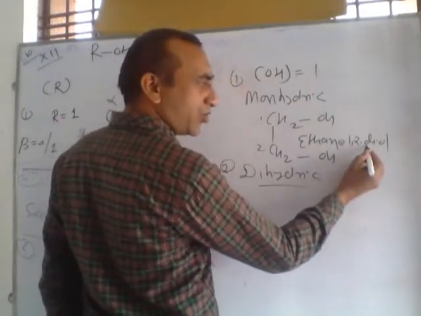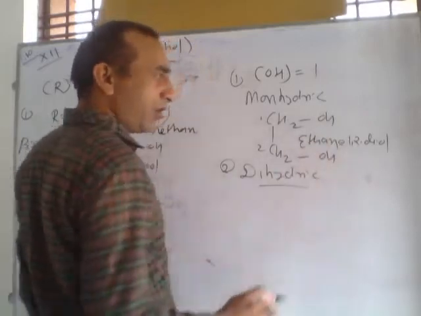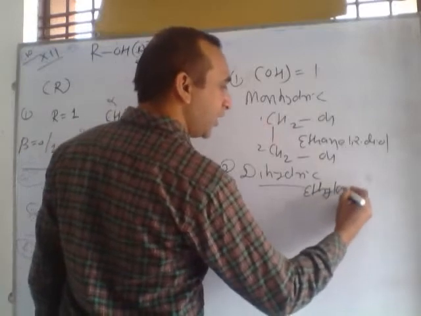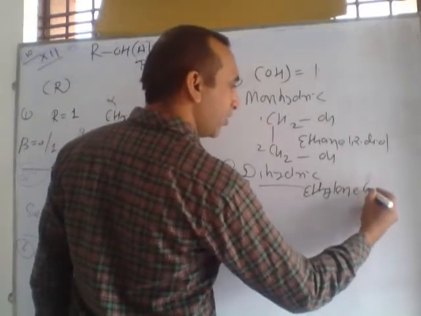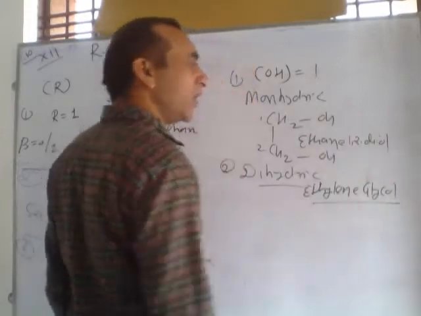Listen, this D is a consonant, so we should not drop the E. This is ethane diol, also called ethylene glycol. Ethylene glycol is the common name, but this is the IUPAC name.